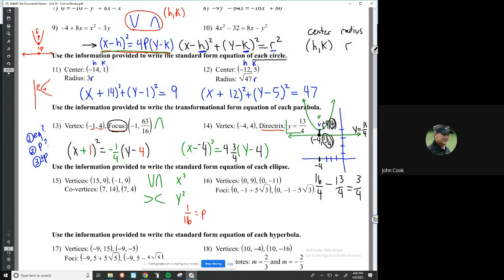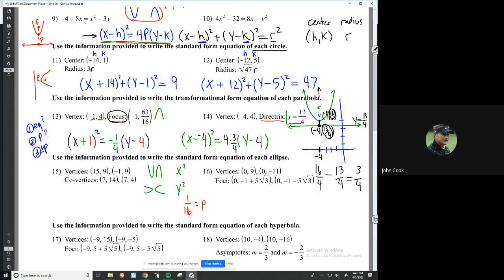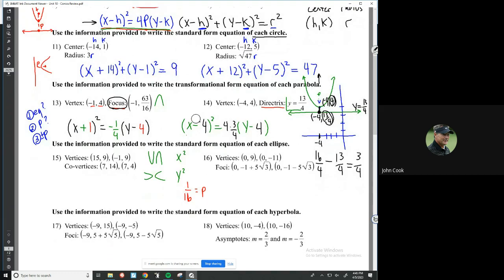P is 3/4. And then since the parabola is facing upwards, that means that the p-value is going to be positive. So it looks like I don't need to add any extra signs on there. And now I just use my simple math to simplify this. So (x plus 4) squared, and then 4 times 3/4 is just 3. And looks like that's going to be my answer. Okay, so this is the parabola in standard form for number 13 and number 14.